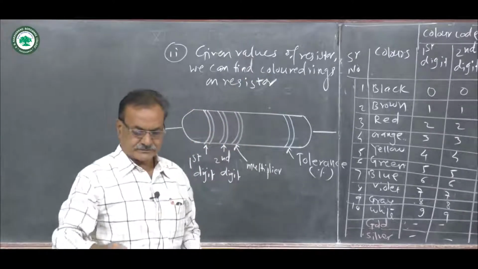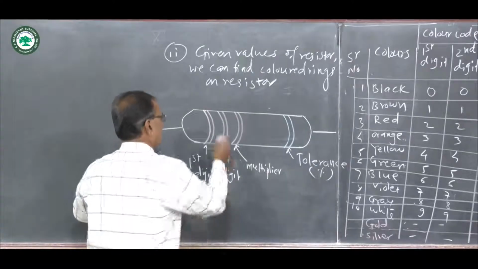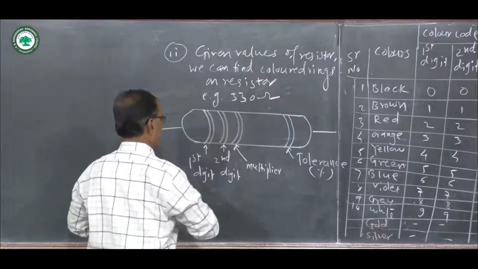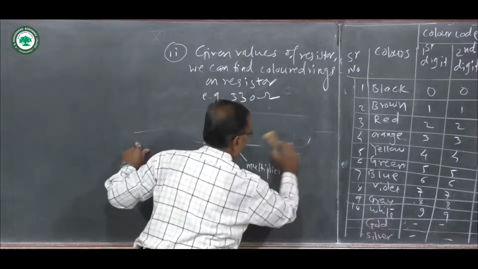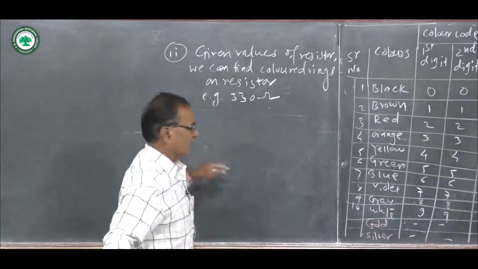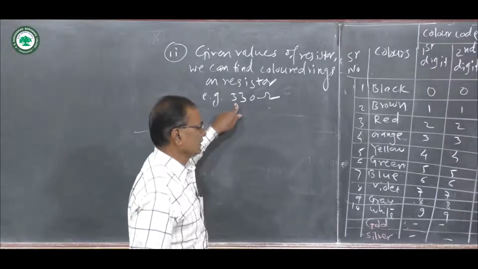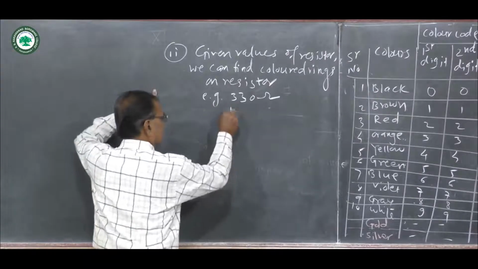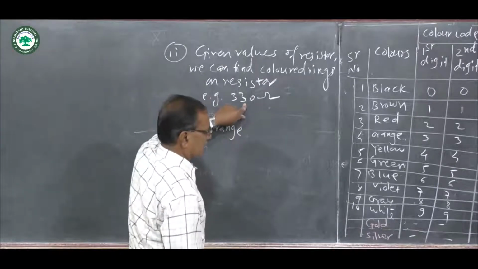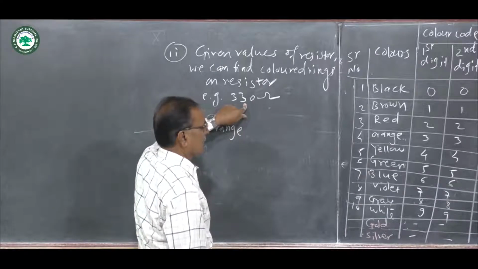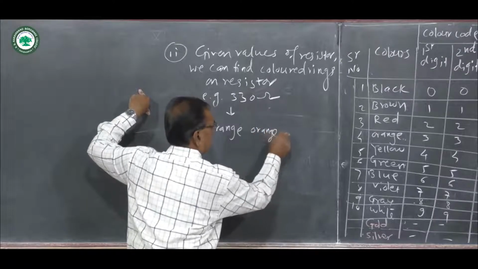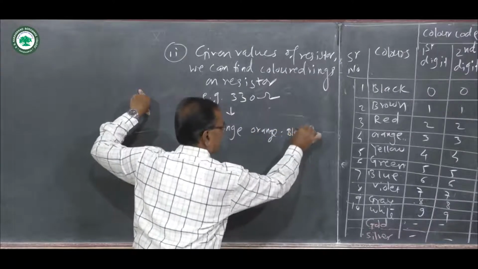So for example, 330 ohm. So we can find from the tables, the first digit, that is 3, is orange. Next 3, the second digit, also orange, and 0 is black.